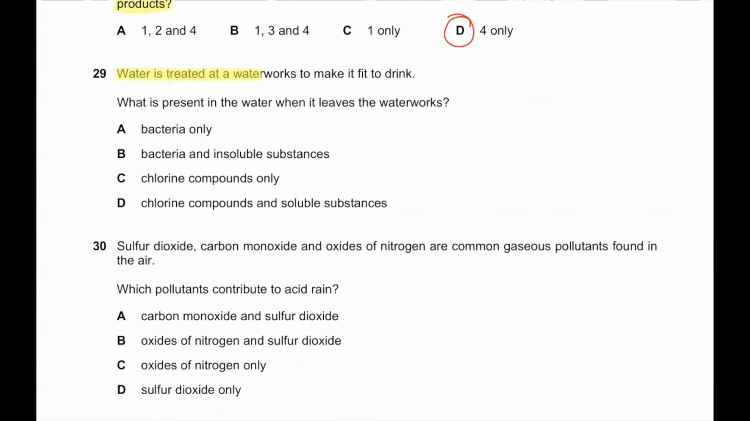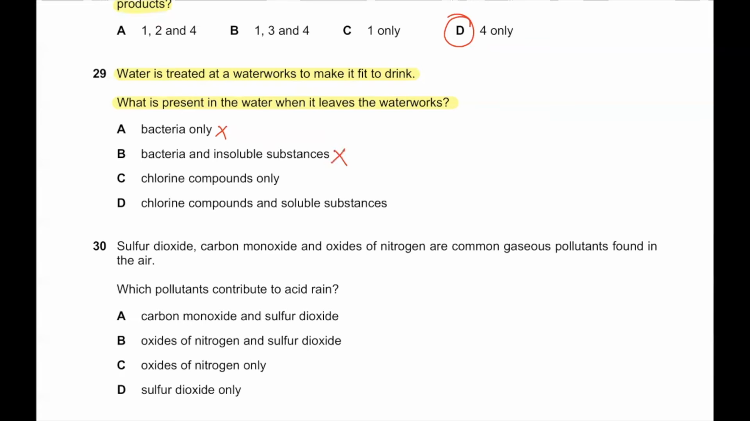Water is treated at waterworks to make it fit to drink. What is present in the water when it leaves the waterworks? We know that in waterworks, as the water leaves, there is no bacteria. Bacteria are killed by adding chlorine. Then the question says bacteria. So bacteria will be avoided.